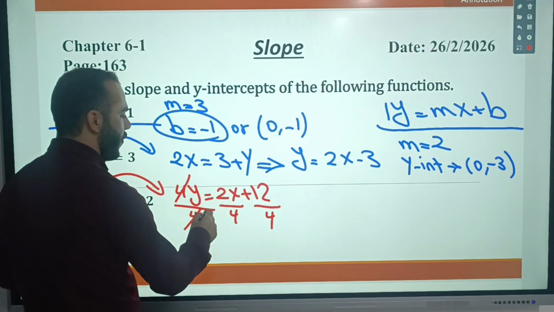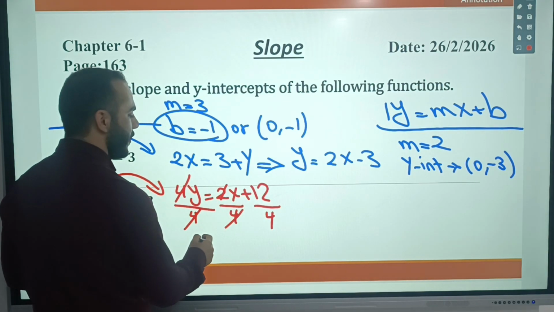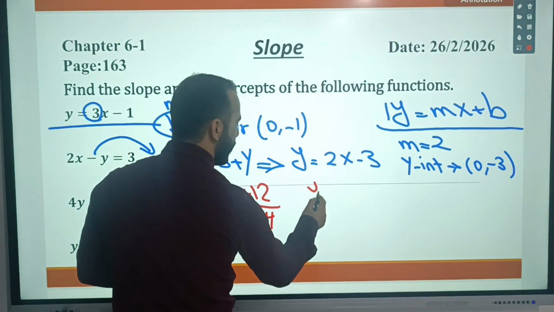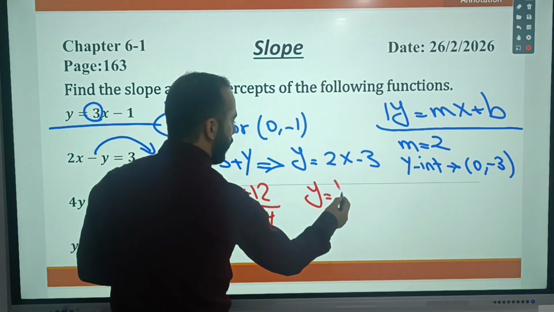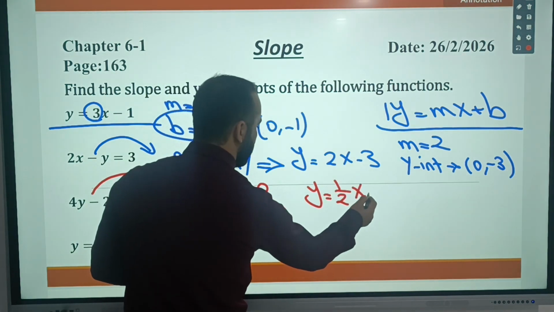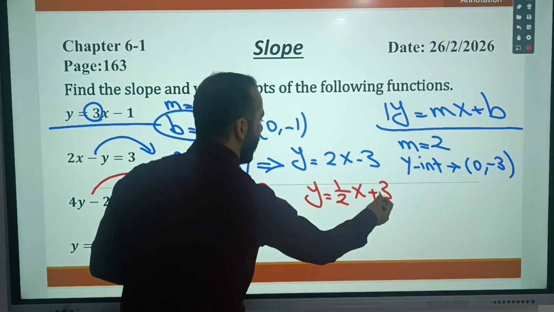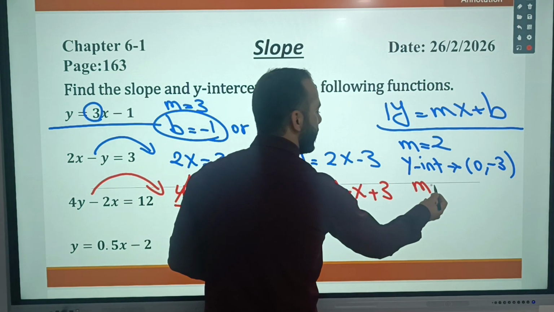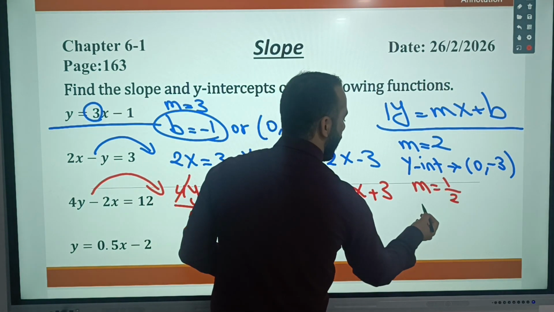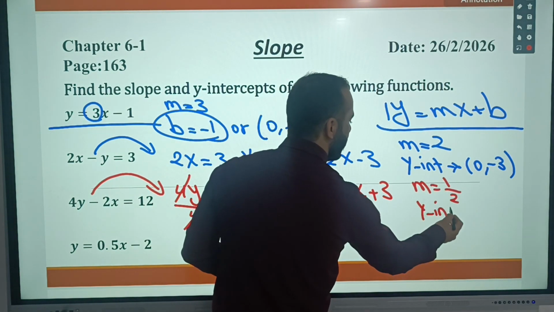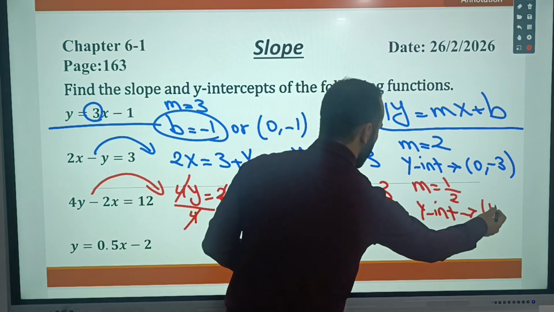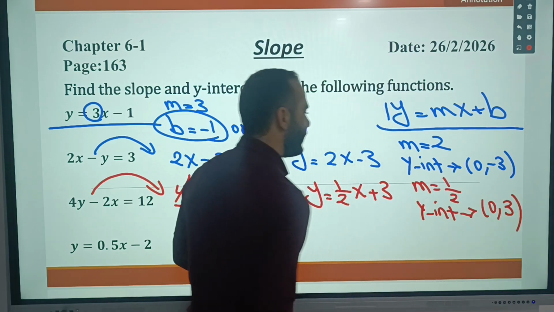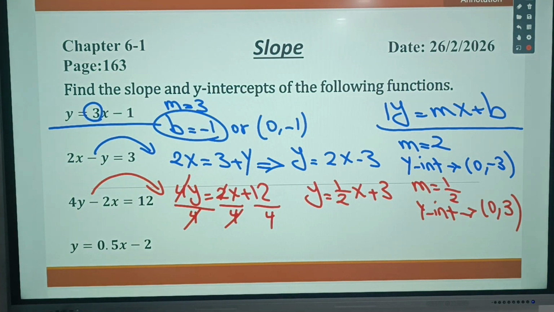This 4 goes with this 4. These 2 will be simplified by these 4. So we are going to have y equals 1 over 2 x plus 12 divided by 4, which is 3. So the slope is 1 over 2, and the y-intercept is (0, 3). That's how we get the slope and y-intercept.